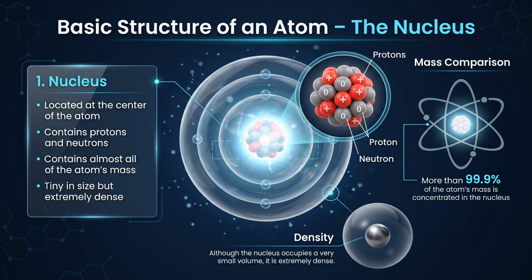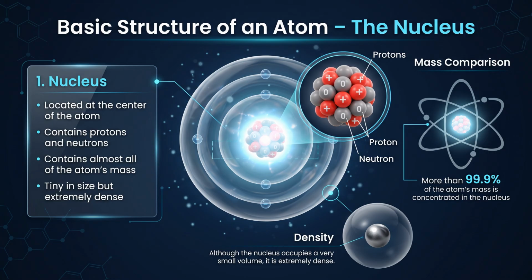The core. What is the nucleus? Starting on the left side, the number 1 nucleus panel gives us the foundational definition. The nucleus is located at the absolute center of the atom. If we look at the magnified 3D model in the middle, we can see exactly what is inside this core. It is a tightly bound cluster of protons, the red spheres carrying a positive charge, and neutrons, the gray spheres carrying a neutral 0 charge.